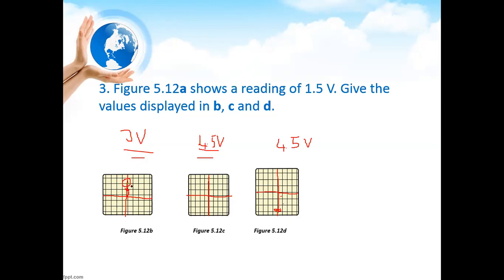Or you can do it like this, 2 times 1.5 volt, because for one square the value of the voltage is 1.5. So for two squares, you multiply by 2. For 3 squares, 1, 2, 3 squares, as you see over here, you multiply by 3. Again here, 1, 2, and 3. You multiply by 3 to get the voltage for B, C, and D. It's going to be 3 volt for B, 4.5 volt for C, and 4.5 volt for D as well.